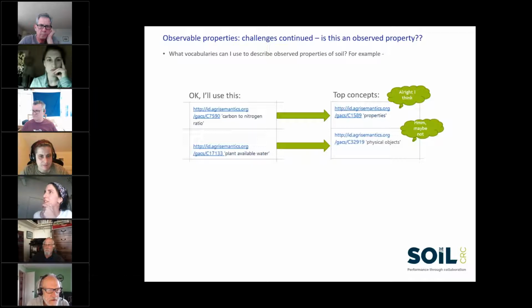So challenges continue for observable properties. There's plenty of them. So I go, I'm looking for the observed property carbon to nitrogen ratio, right? So it's sitting in a property collection. That should be okay. Plant available water: oh, is that the observed property of plant available water? It's sitting in physical objects. So can I use that to describe the observed properties? Yeah, I don't know.